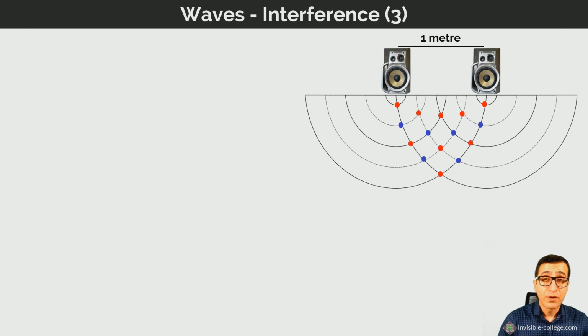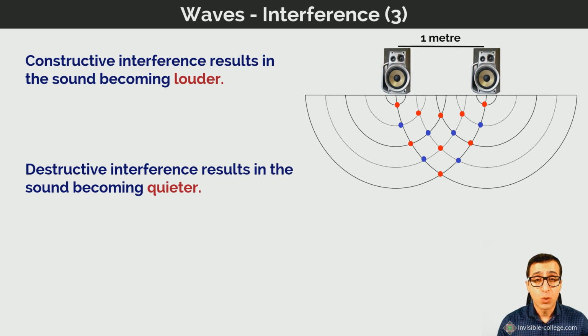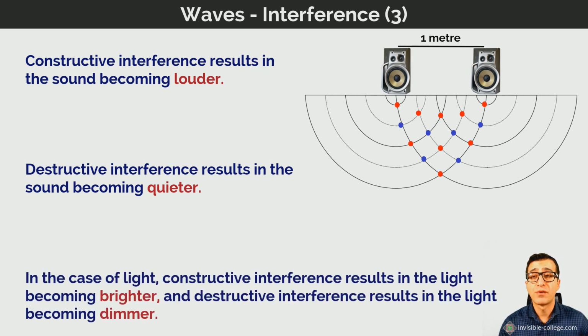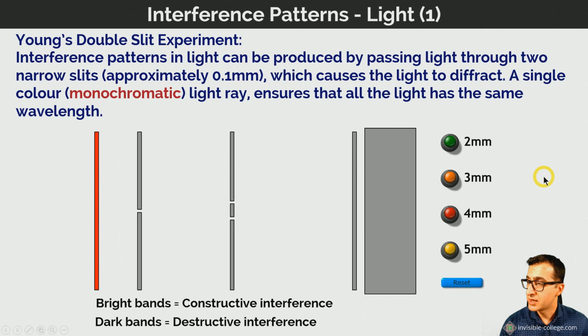So constructive interference in sound waves results in the sound becoming louder. Destructive interference results in the sound becoming quieter, and this is very much the same in the case of other waves, like light, for example. In the case of light, as we saw on the simulation, the constructive interference results in the light becoming brighter, and the destructive interference results in the light becoming dimmer. So let me just skip past this because we've just illustrated that.